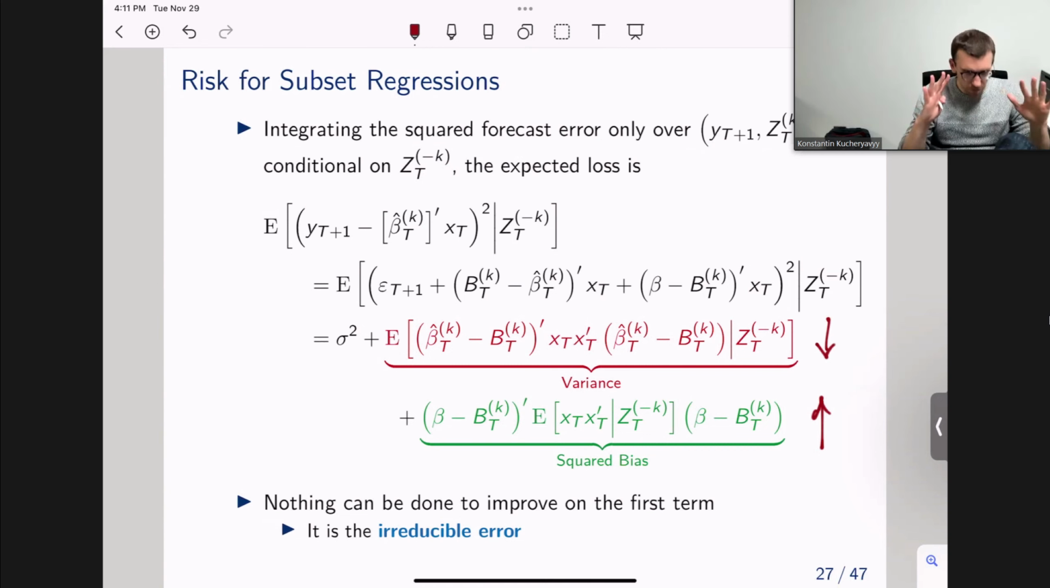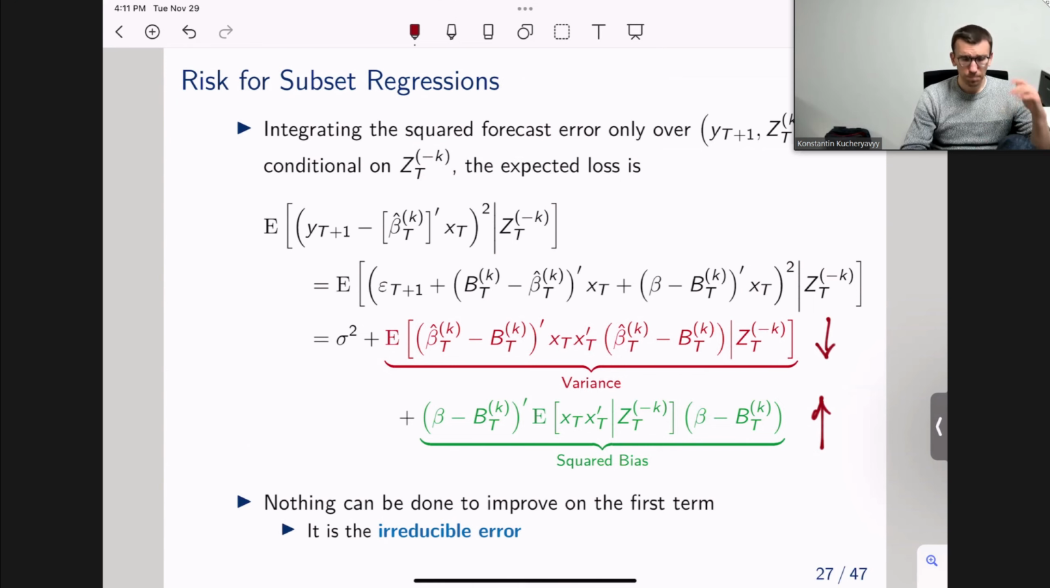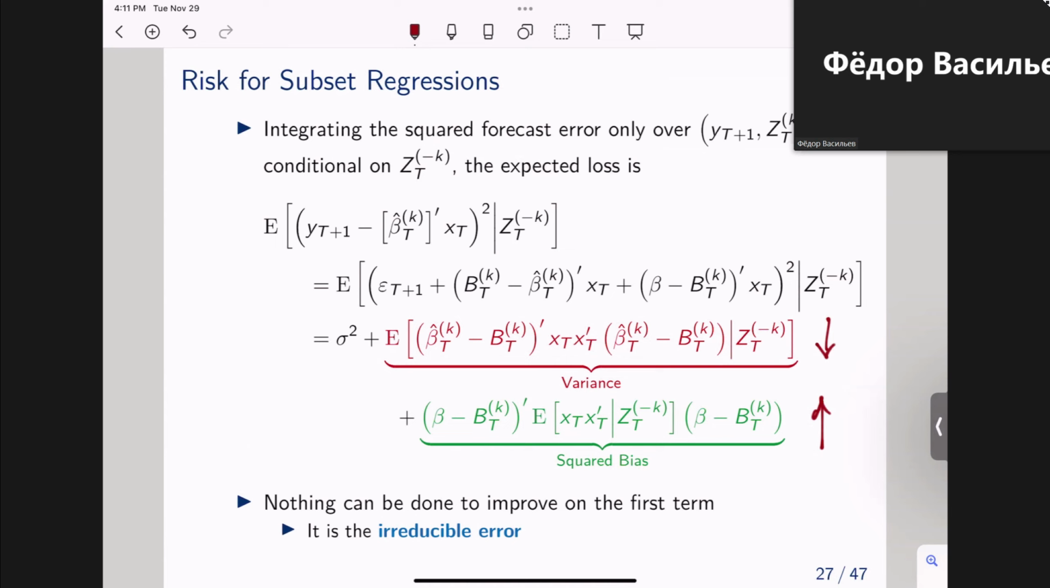And so this is a fundamental point of forecasting methods, that we are not after best estimates of parameters. We are not after unbiased estimates of parameters. What we care about is minimum risk. And that minimum risk can be achieved by introducing some bias, but at the same time lowering variance. Somehow by excluding some data, we can get a better forecast. Yes.